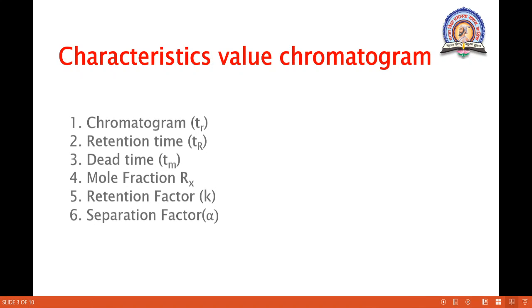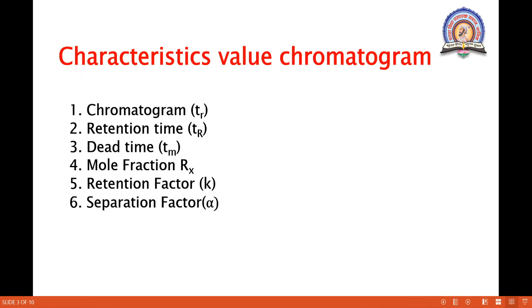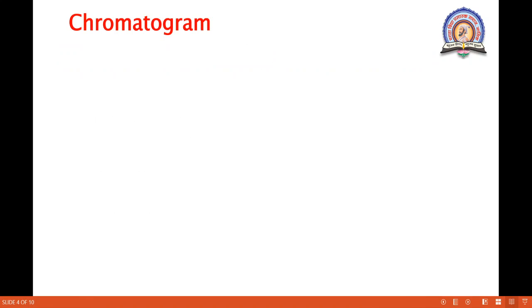These are the 6 different characteristic values of chromatogram. The first one is the chromatogram. Then the retention time, denoted by capital TR, dead time TM, mole fraction Rx, retention factor K, and separation factor, that is alpha. So one by one we are going to discuss the characteristic values of chromatogram. The first is the chromatogram.